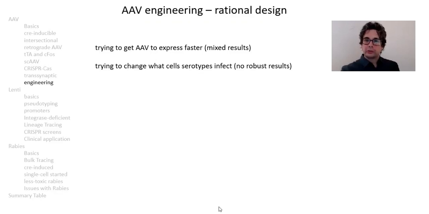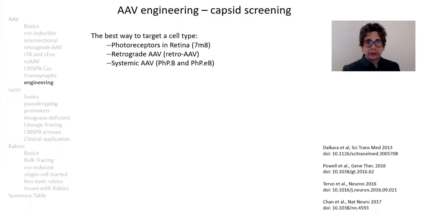And people have also been trying to use predictions as to what certain domains of the VP cap proteins in particular are doing in order to see if you could get serotypes that are specific to a cell type, like just an excitatory cell or just a liver cell AAV, with not really very robust results. What has led to robust results is capsid screening, whereby people have been able to develop a photoreceptor specific AAV. When you infect the retina, it used to be that you just couldn't get photoreceptors very well infected, but then this one came along.